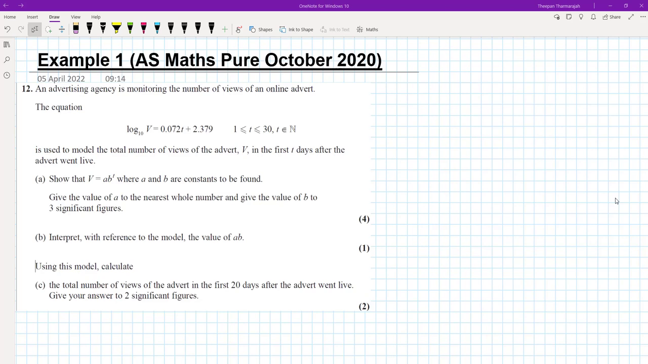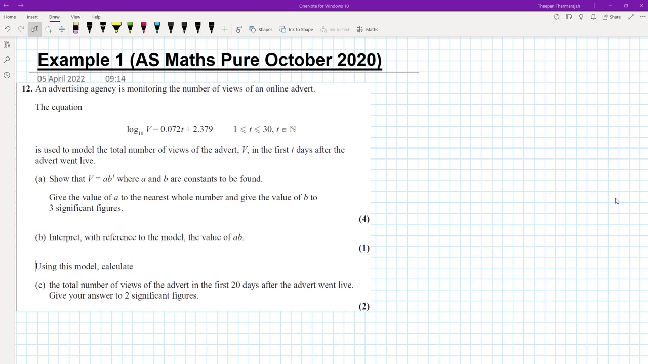In this video, we're going to look at the second case of logarithms and non-linear data. So the second case is when we have an exponent involved, as in the power of x. So let's take an example from October 2020, the AS paper. An advertising agency is monitoring the number of views of an online advert.